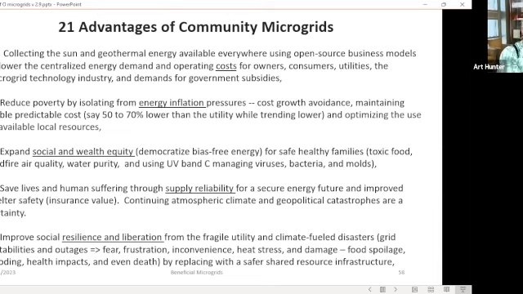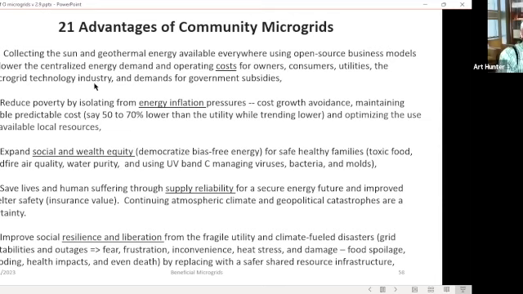Of course, we'll start off with the costs at the start. Of course, collecting sun and geothermal, it's there everywhere. All you have to do is get out there and collect it. And this means that the costs go down for the owners, the consumers, utilities, and all the stakeholders. It also means that governments don't have to subsidize you because you're not drawing energy from the grid. You're in fact generating your own.